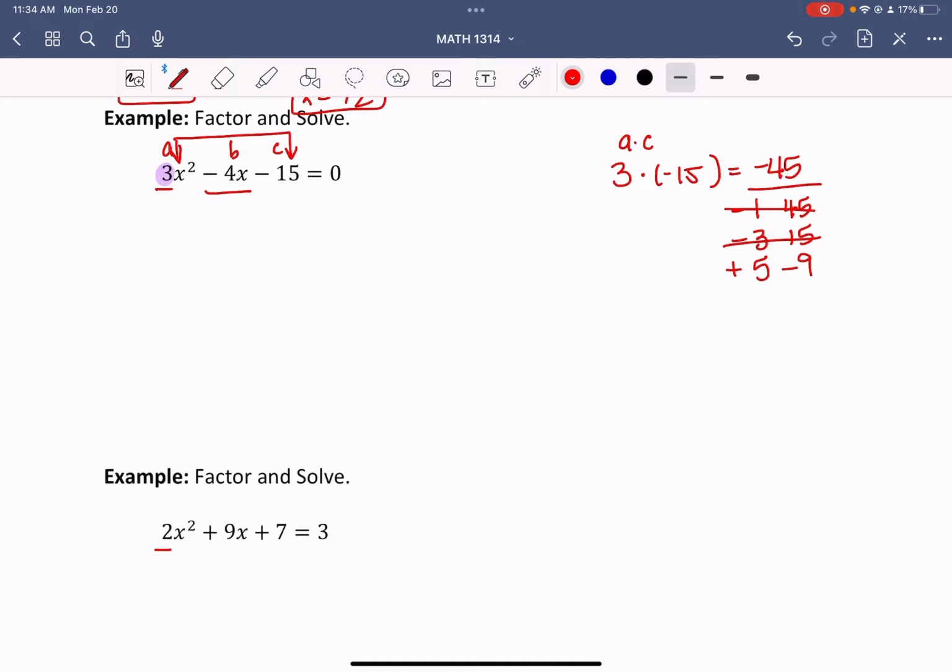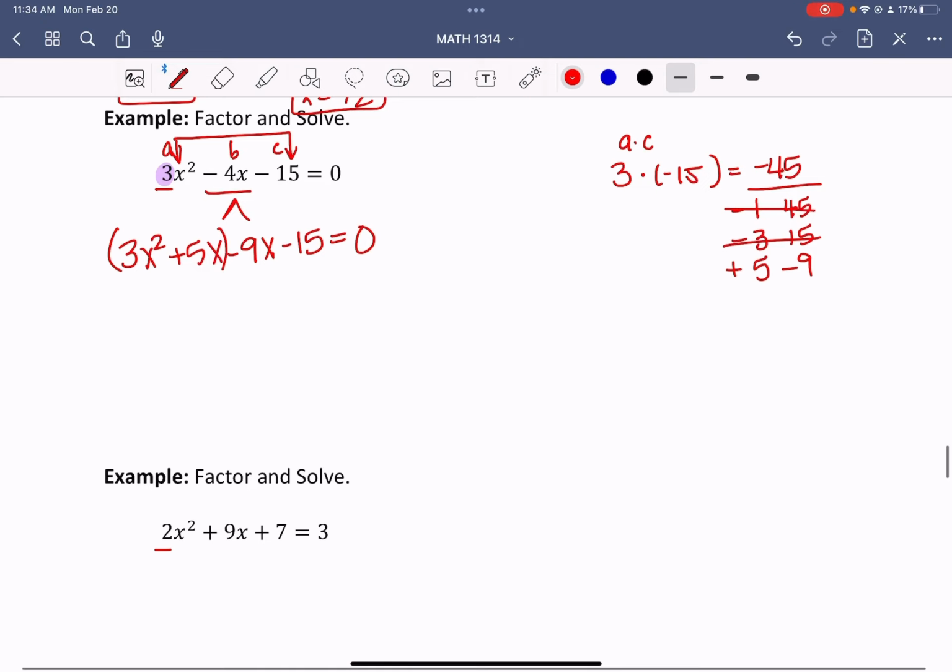We did all this because what we're going to do is split this middle number. So I have 3x squared, and instead of minus 4x, I'm going to say plus 5x minus 9x minus 15 equal to 0. You can see if I put 5 and negative 9 back together, it'd give me the negative 4. Then I'm going to do something called factor by grouping.